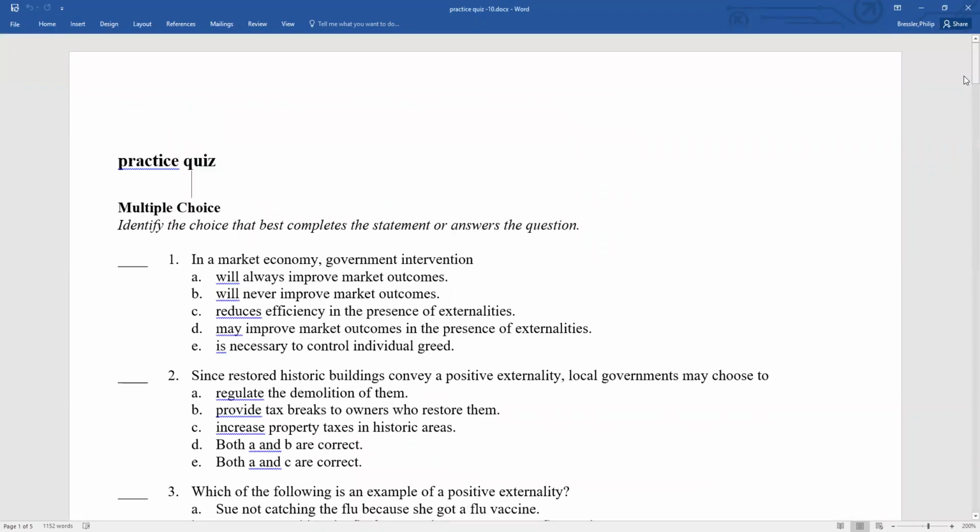All right, number two, since restored historic buildings convey a positive externality, local governments may choose to A, regulate the demolition, because you don't want to demolish all these historic buildings because there's a positive. Or B, provide tax breaks to owners who restore them, which would be like giving them a subsidy as a tax break. So the answer would be both A and B.